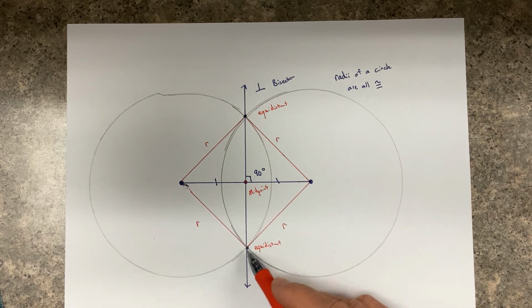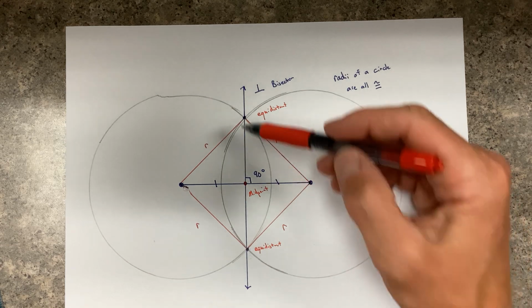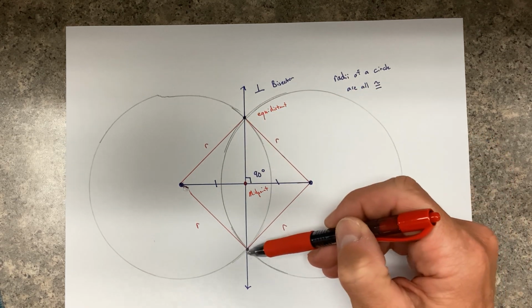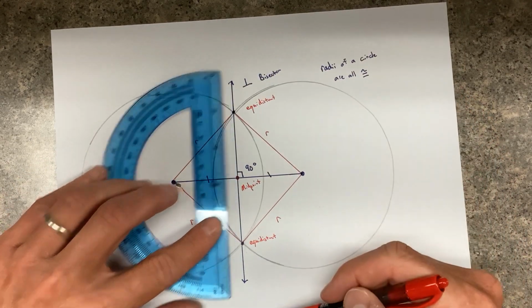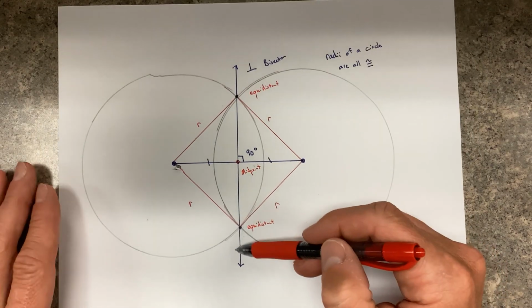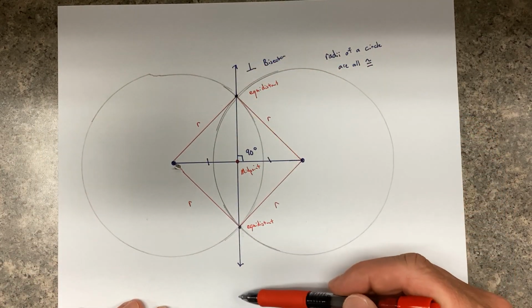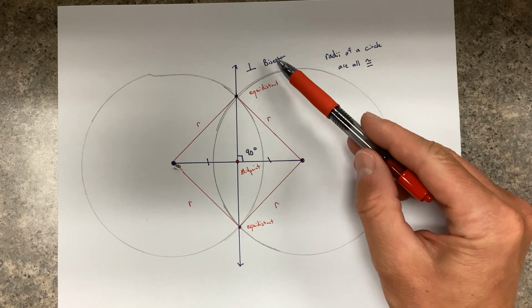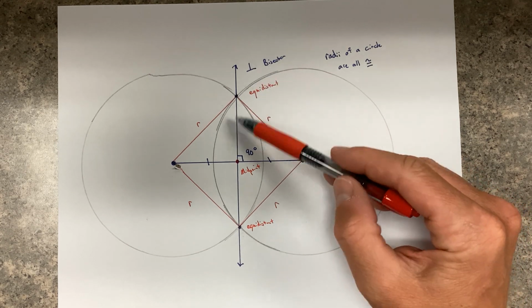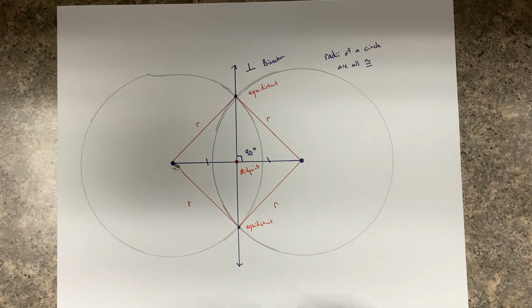So it must lie on the perpendicular bisector, which is why we take that point and we connect them, and now we have the line that we know is the collection of all points that are the perpendicular bisector. So we found the perpendicular bisector.